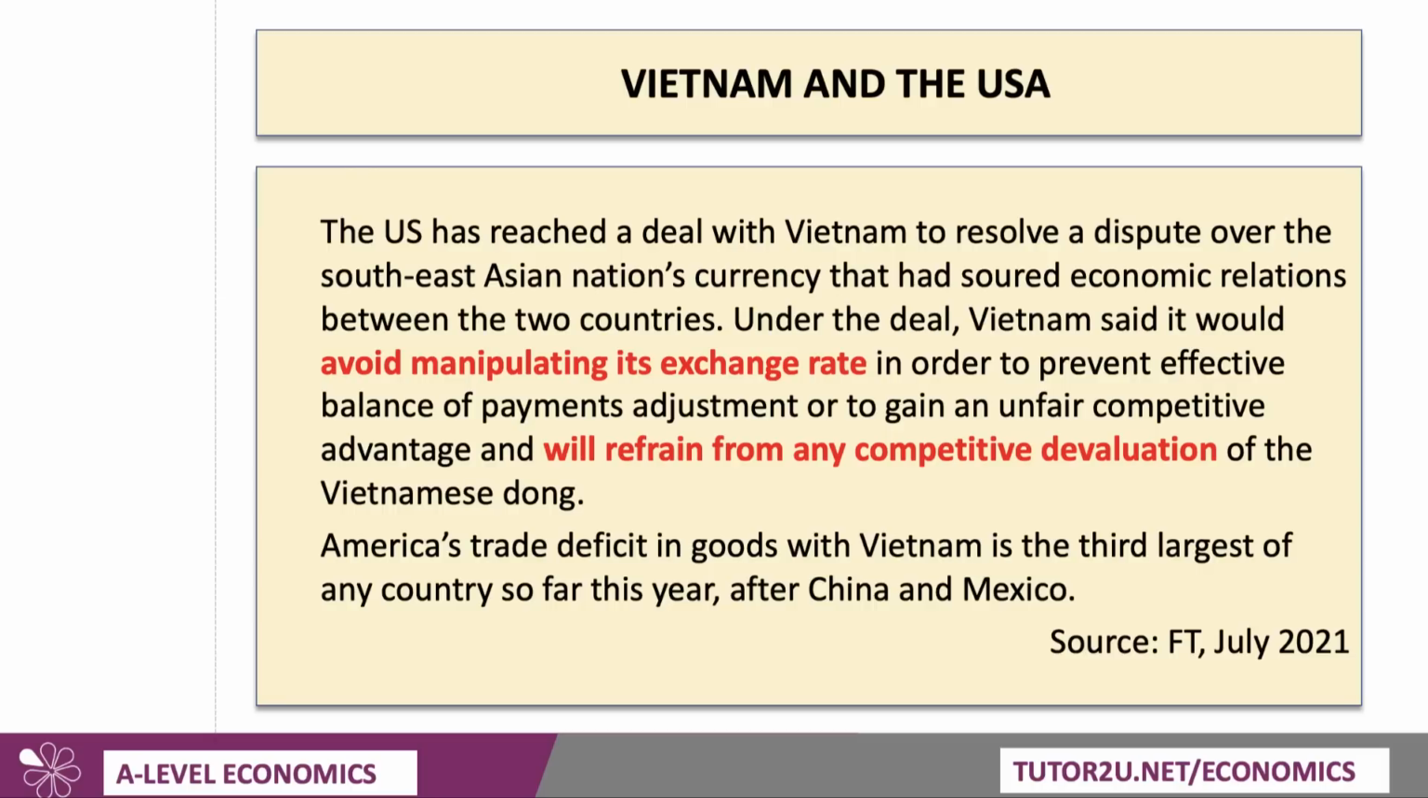So there was a fear that this managed floating currency might precipitate a trade war. Under the deal announced in the summer of 21, Vietnam said it will not manipulate its exchange rate in order to prevent effective balance of payments adjustment or to gain an unfair price advantage. So it's going to refrain from competitive devaluation of the dong. Interesting that those two countries come to that agreement. America's trade deficit in goods with Vietnam is the third largest of any country so far this year.